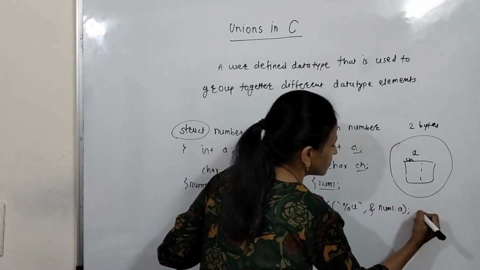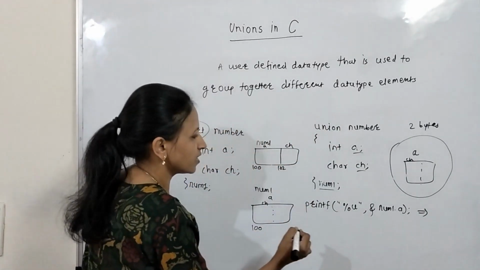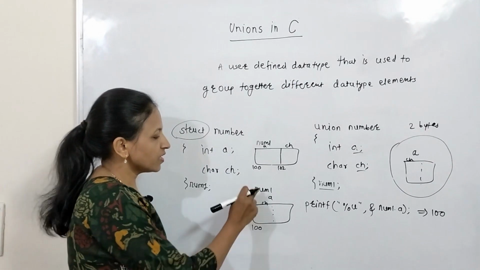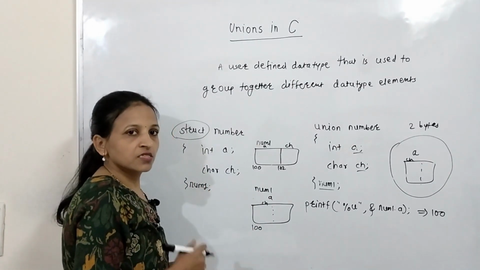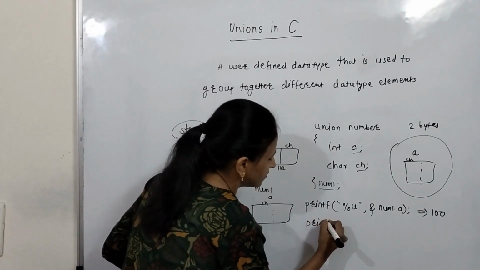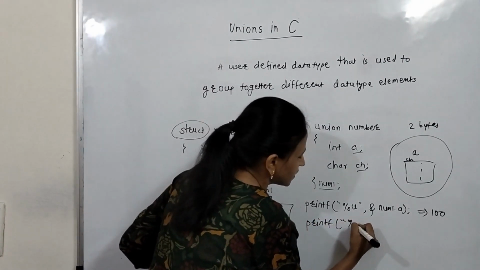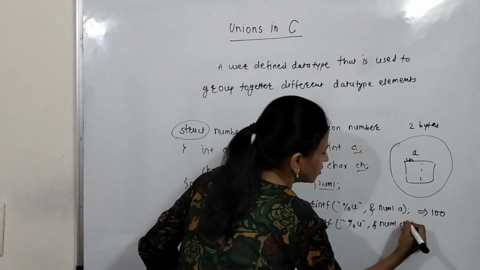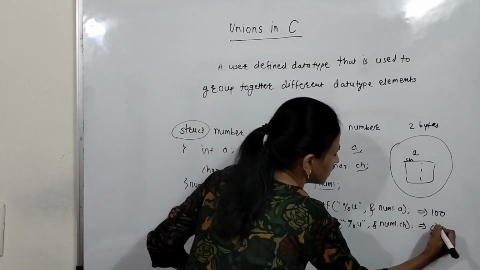Now whatever address we will get here, let it be 100. The same address we will get if we display num1.ch. Num1.ch address, like printf with the same %u comma ampersand num1.ch. Again you will get the same address, like 100.